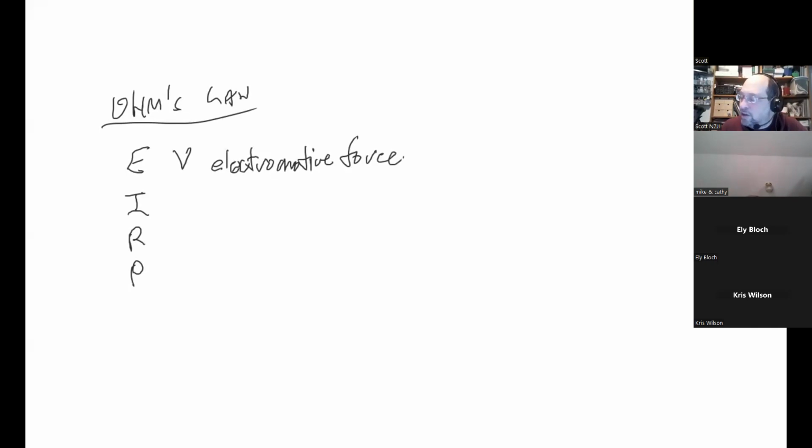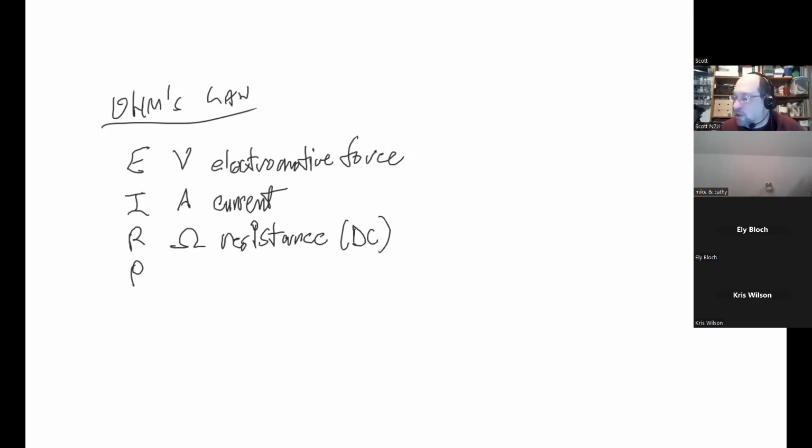I is current, that's measured in amps, which is the movement of electrons. R is resistance measured in ohms, which is the property of something to resist the flow of DC current. And then we have P, which is power, that's measured in watts. And that is basically a rate of consumption or generation of energy.